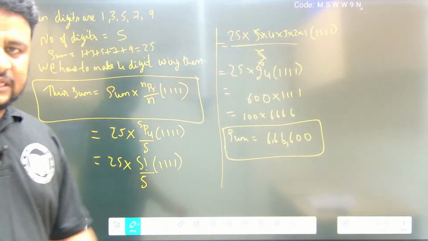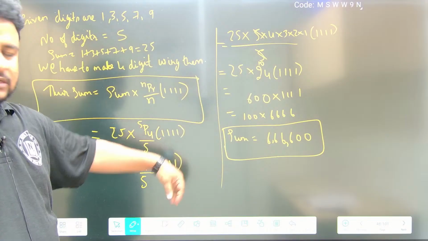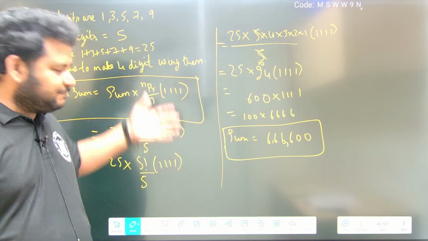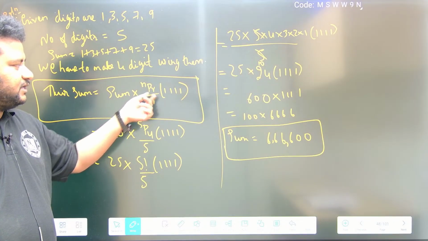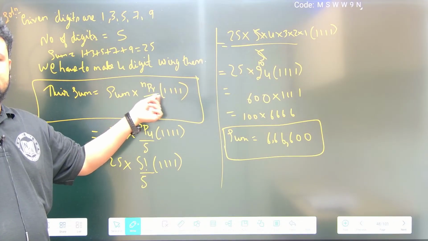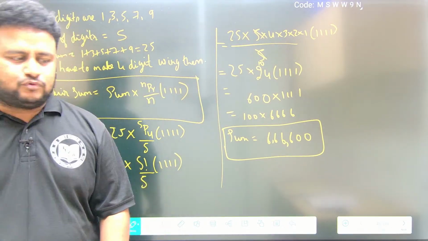And they are telling non-zero digits because they are giving 1, 3, 5, 7, 9. Clear? This is the way you have to solve this question. If a similar question comes, the same procedure you have to follow. And most importantly, you have to remember the formula: sum is equal to nPr by n into the sum of digits, with 1 into 1 into 1 into 1 for the 4 places. Clear? Got it, friends? Let us move to the next question.